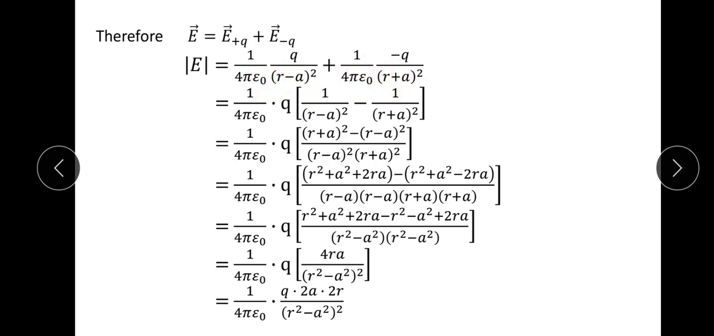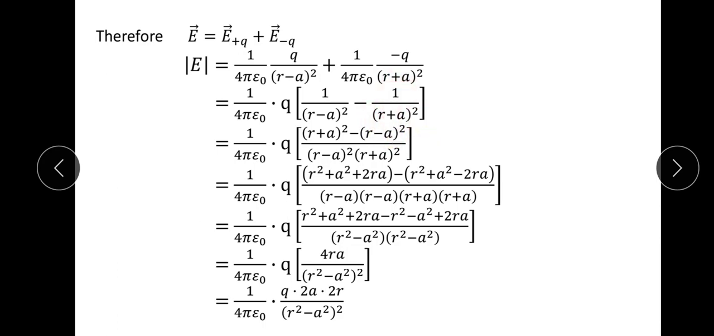Now in both the terms q is common, therefore 1 by 4 pi epsilon naught into q, these two terms are common. Now let us take them out. Therefore, what remains in the first term is 1 by (r minus a) the whole square. And now this minus will be multiplied here. So this will be minus of 1 by (r plus a) the whole square.